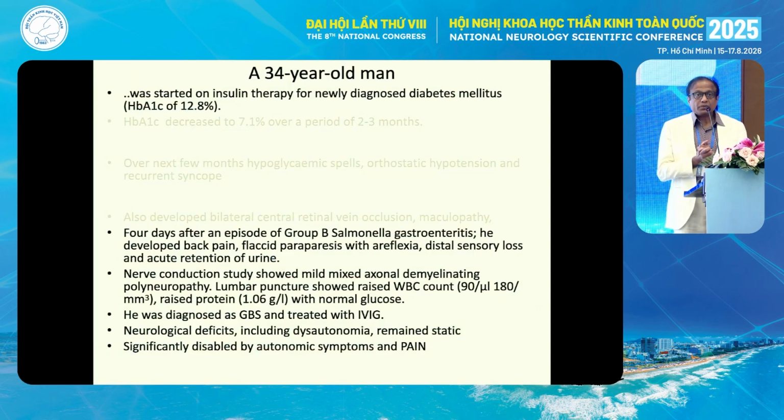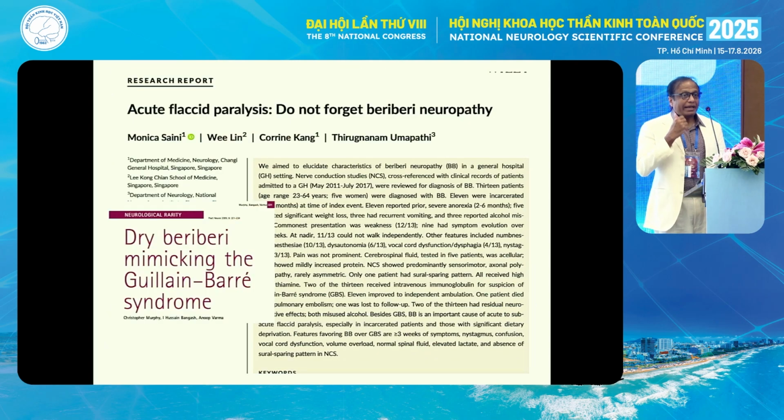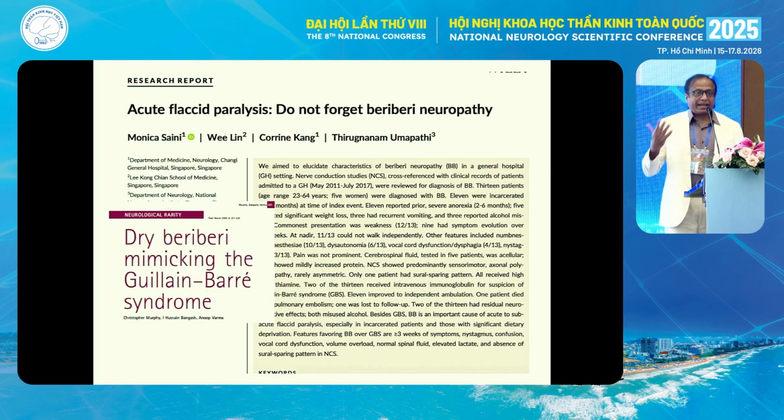So another mimic of Guillain-Barré syndrome in developing and developed countries is beriberi neuropathy. So please look out for it, because I think just like in Singapore, Vietnamese like to drink quite a lot, and sometimes they drink a lot, but they don't eat enough balanced diet. Okay?